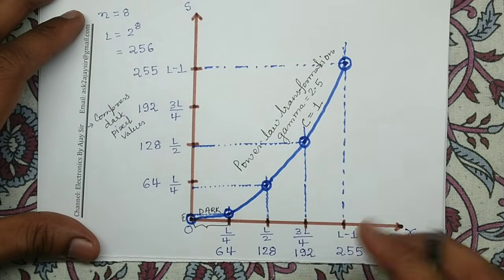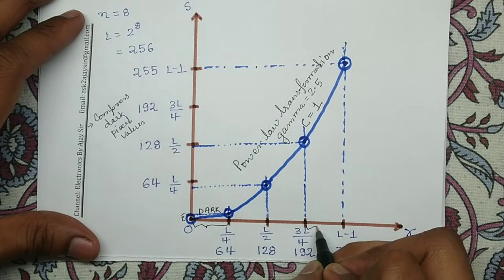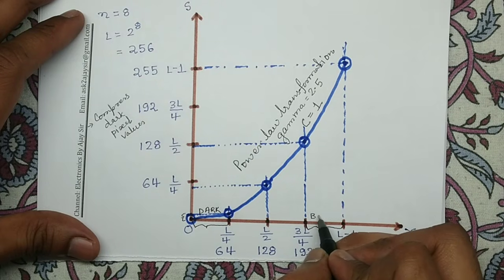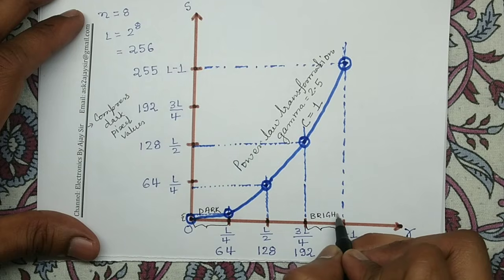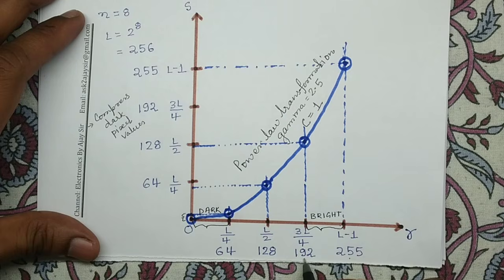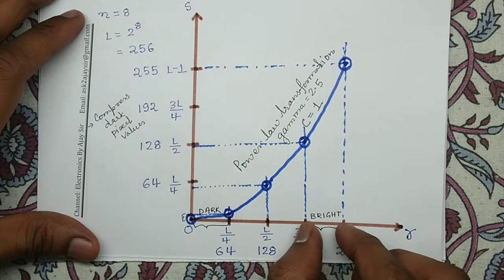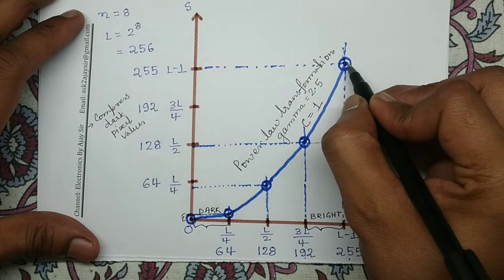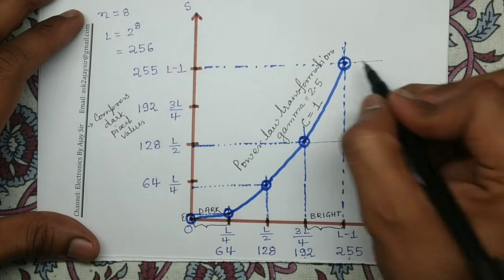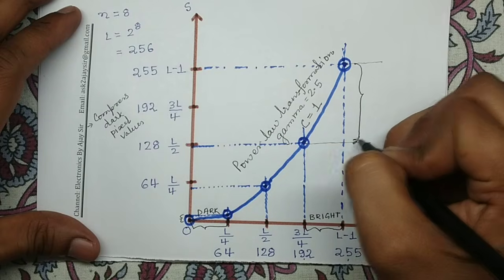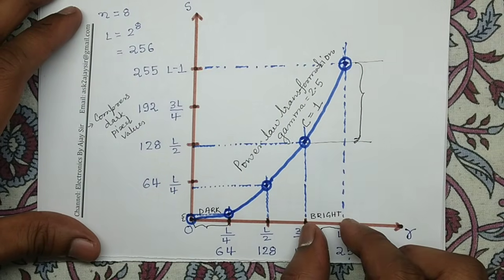Now look at the bright side, when my input intensity value r varies from 192 to 255. This is my bright region. In the input side, I am varying from intensity value 192 to 255. This range is very small, but look at the change in the output intensity value s. The difference here is very large compared to that of my input.